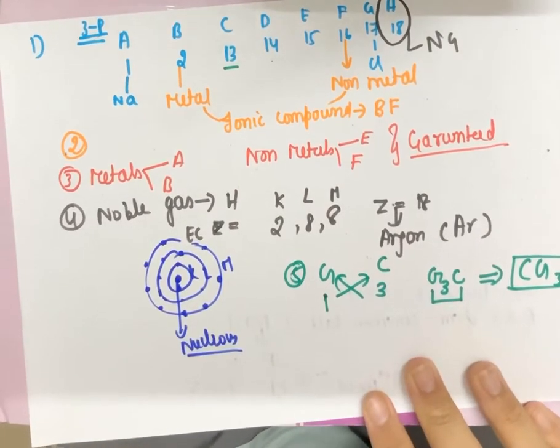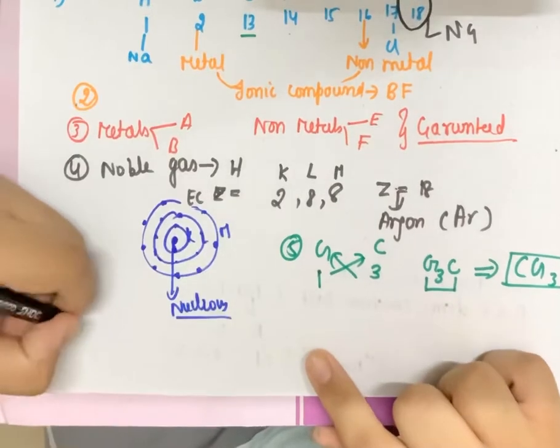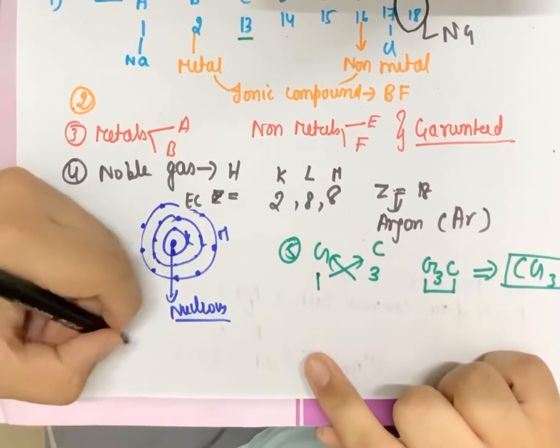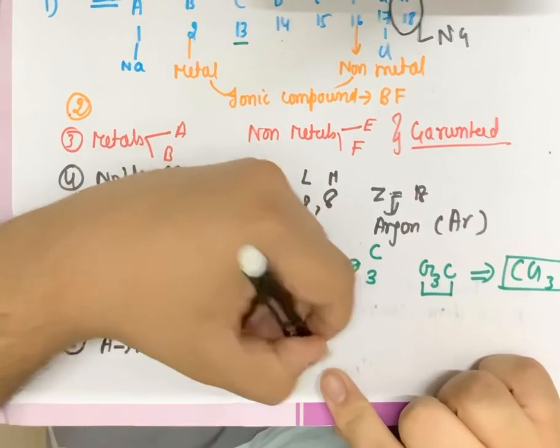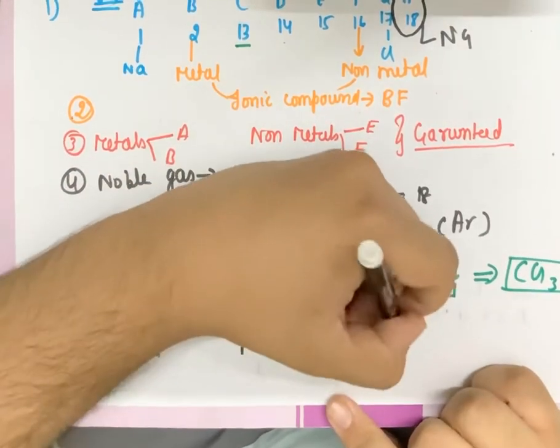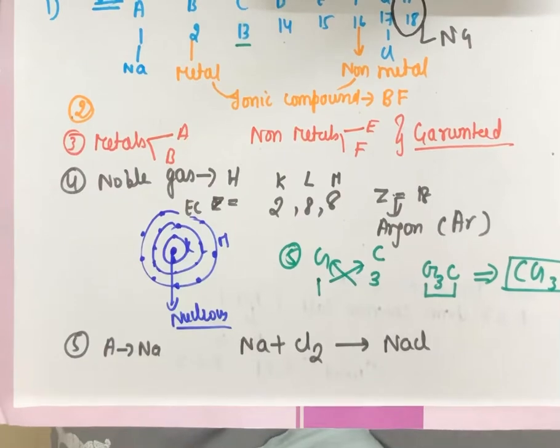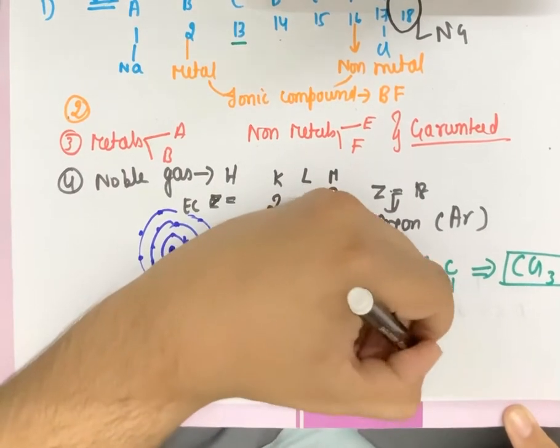Okay, and I have to write the reaction with chlorine. So A is your Na, sodium, and Na plus Cl2 will give you NaCl. Sodium and chlorine give sodium chloride, which is your common salt.